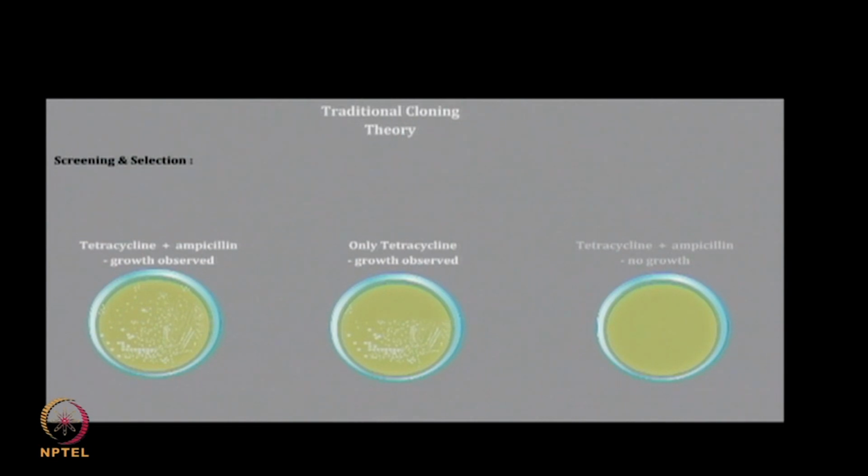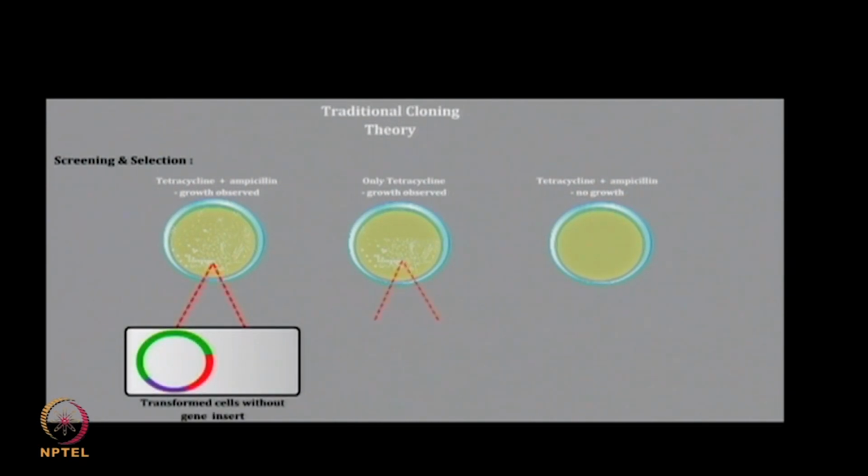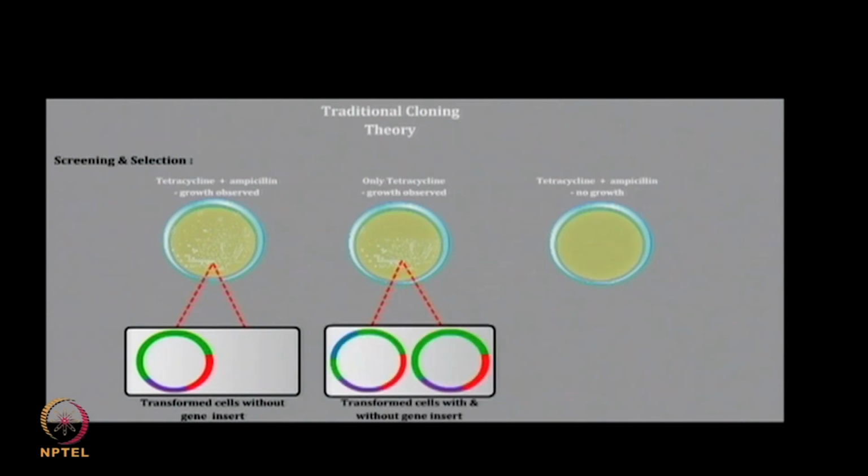Those cells that do not grow in the presence of antibiotics have not taken up any plasmid and therefore do not have resistance to the antibiotics. The comparison of colonies grown in the presence of both antibiotics and in the presence of only tetracycline will reveal those that have taken up the gene insert by a technique known as replica plating.